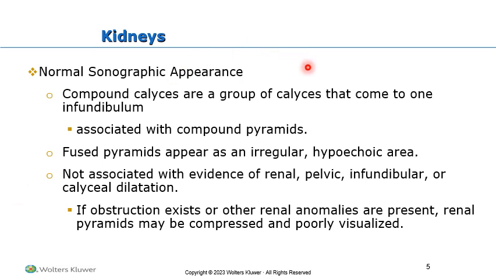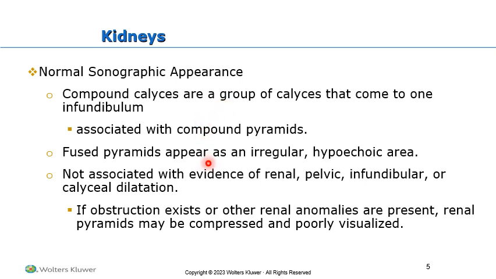So with the kidneys, as I mentioned, we can have the compound calyces. That's a group of calyces that come together in one infundibulum. So where we go from the minor calyces to the major calyces, it would be a bunch of minor calyces draining into one particular area before it gets to the major calyces. These are also associated with compound pyramids, where we have multiple pyramids joined in one group. They're all draining into basically a group of calyces that are communicating with one another before they're really supposed to.